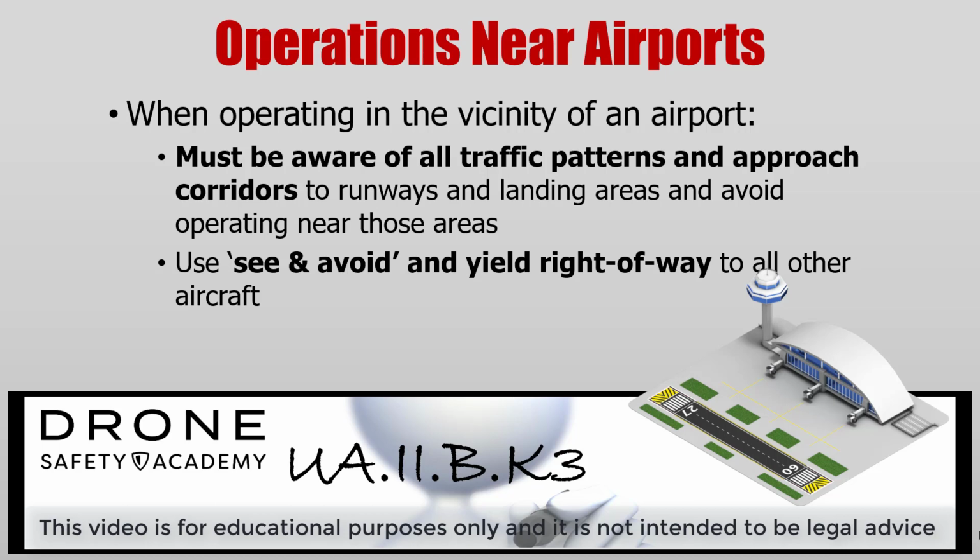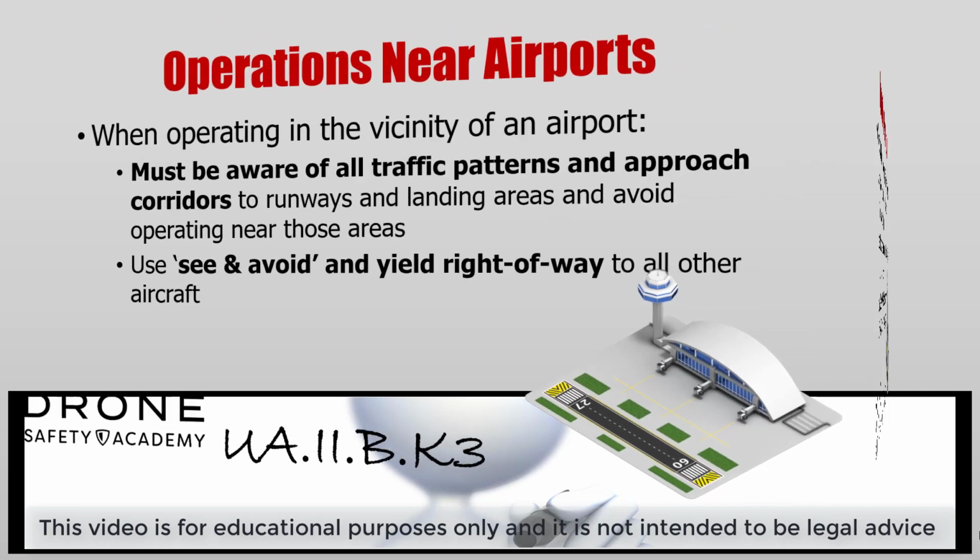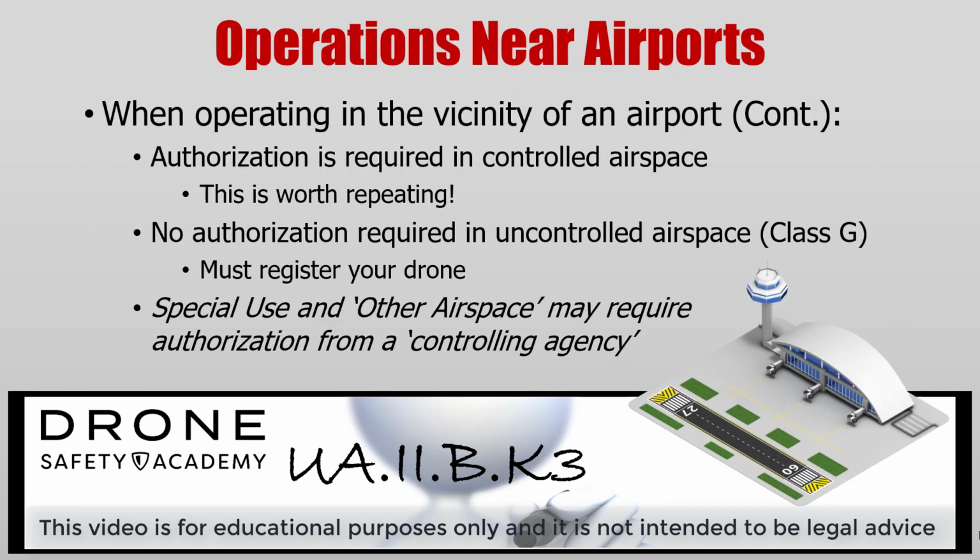So you filed for your certificate of waiver and you've been approved. What's next? First, you must be aware of all traffic patterns and approach corridors to runways and landing areas and avoid operating near those areas. And as always, use see and avoid and yield right away to all other aircraft. I know that you already know this, but it is worth repeating.